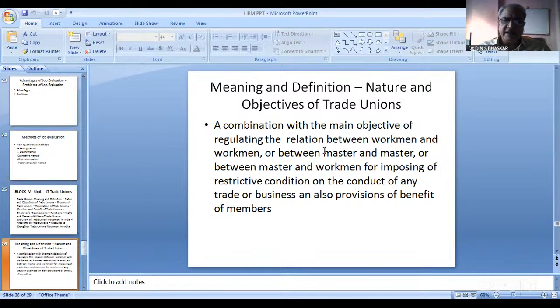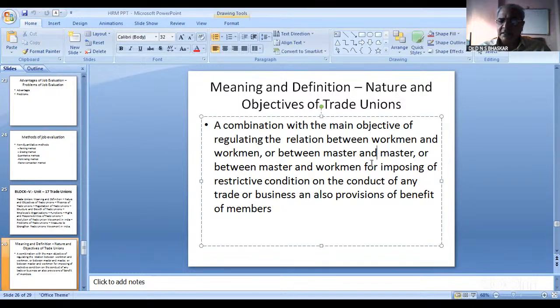Actually, the very earlier definition is about the relationship between workman and workman, that means between two workers, two managers, or between a master and a workman, for imposing restrictive conditions on the conduct of any trade or business, and for the provision of benefit to the members. This is the one concept that we can learn broadly on this.